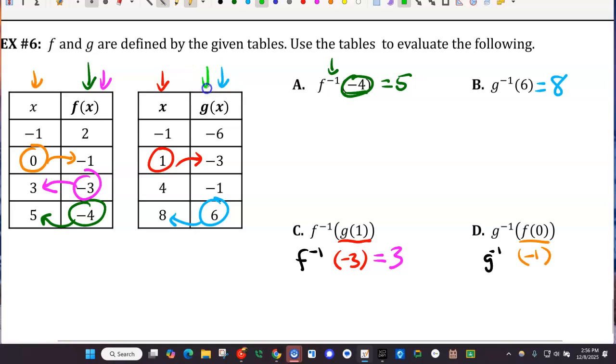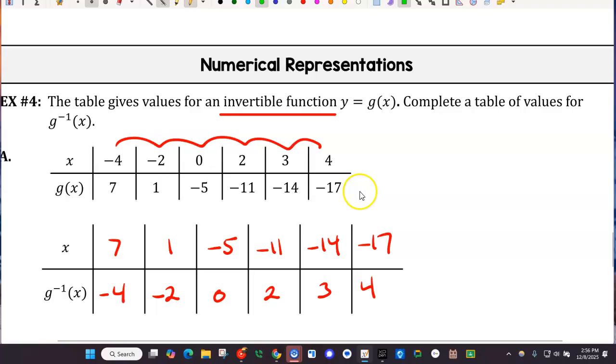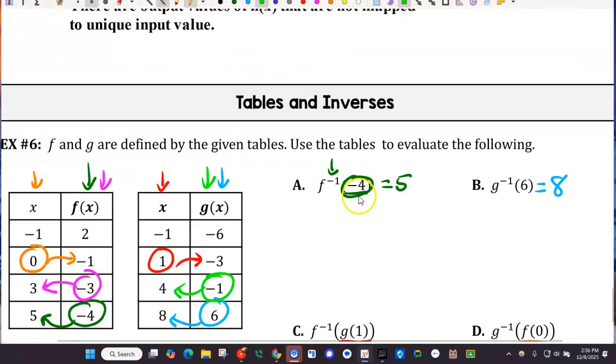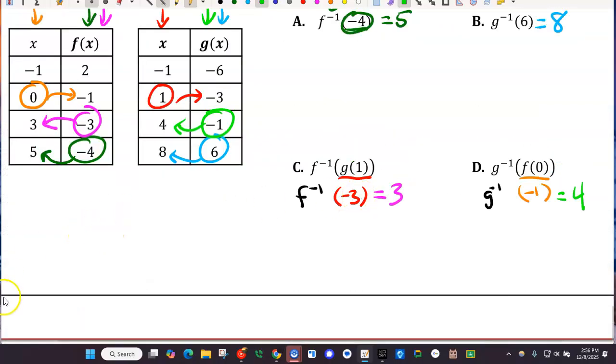G right here. -1 goes to 4. All right. Check those. What do you think? Are we okay with this? All right. So those are inverses. We'll do part 2 tomorrow, which will just be more fraction and equation work. But this is the nuts and bolts of finding inverses.